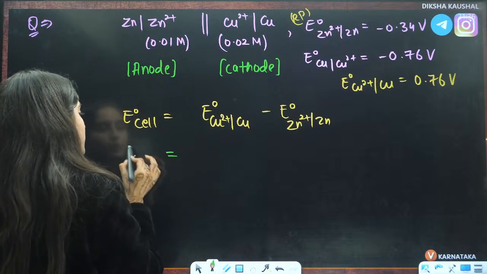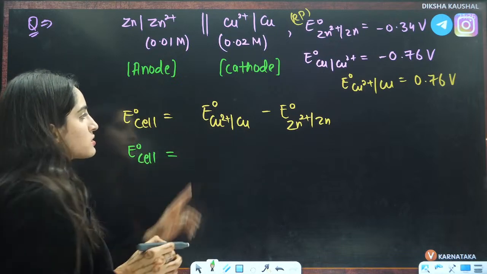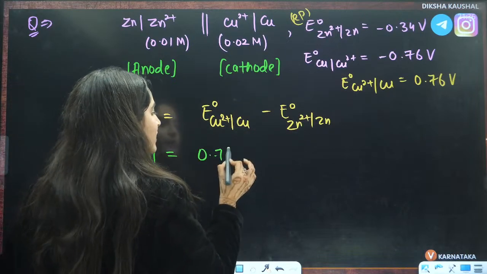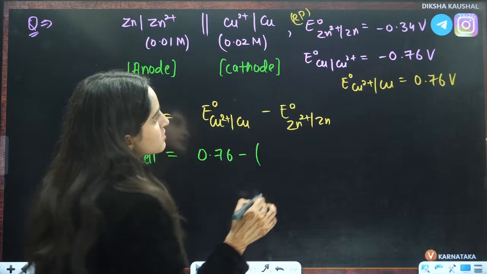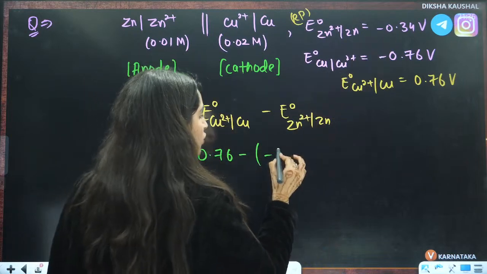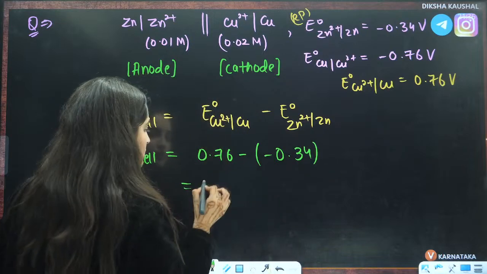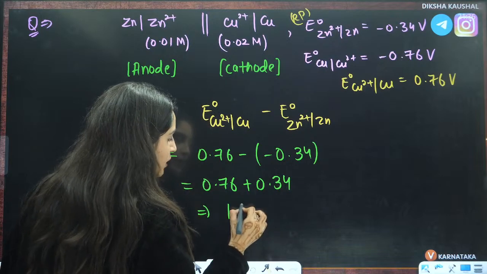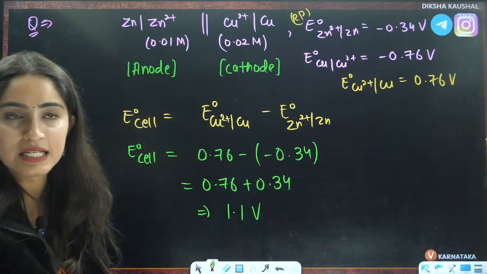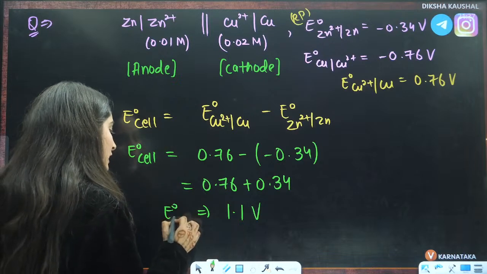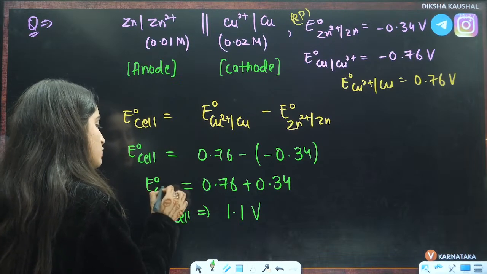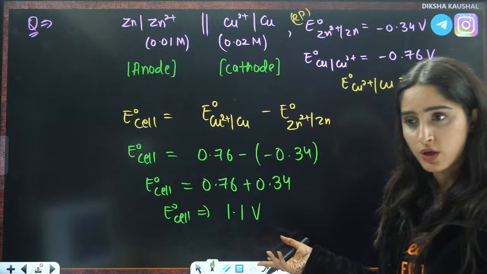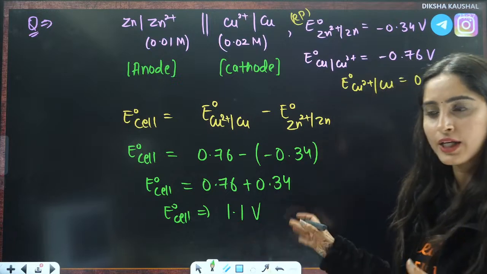Now the answer is going to be, this is E naught of cell, this is E naught of Cu, and this is what they have given us, 0.76, minus of minus 0.34. It will turn out to be 0.76 plus 0.34, which will turn out to be 1.1 volt, right? So this will become your answer for E naught cell, right? In the question, they can also ask you directly what is E naught cell, right? Okay, is that clear to everybody?